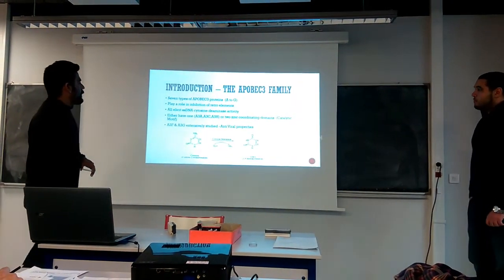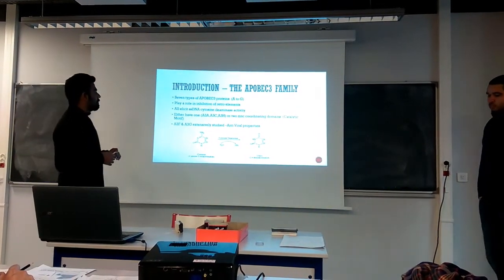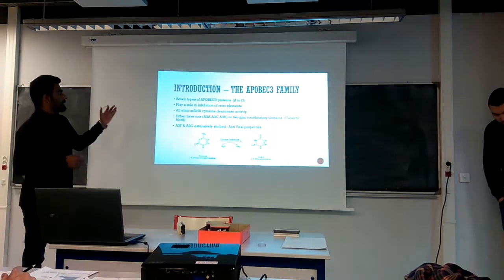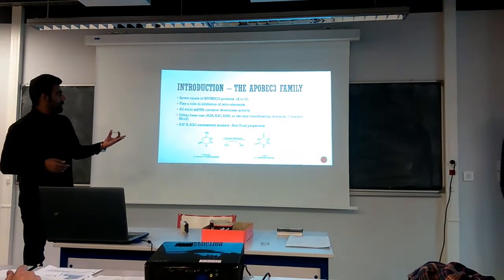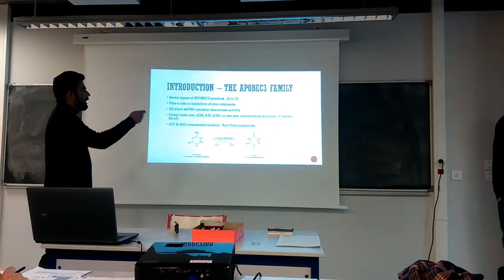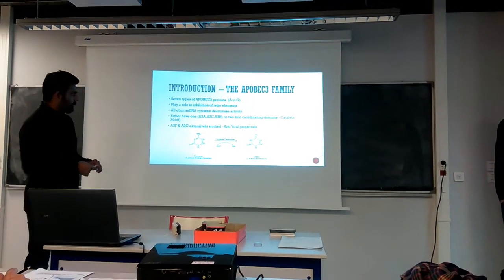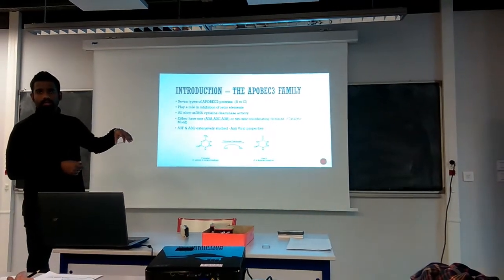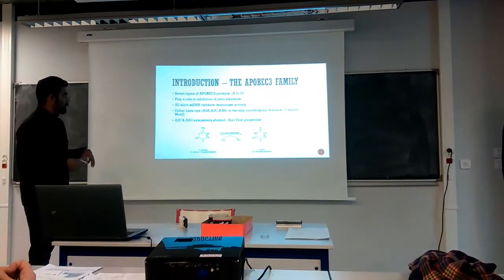So to start with, we have a very brief introduction of the APOBEC family. As we all know, we have 7 types of APOBEC3 proteins that are expressed in human beings, which are named A to G. So it's going to be A3A to A3G. And all of them play a role in inhibition of retroelements. We do know that too.